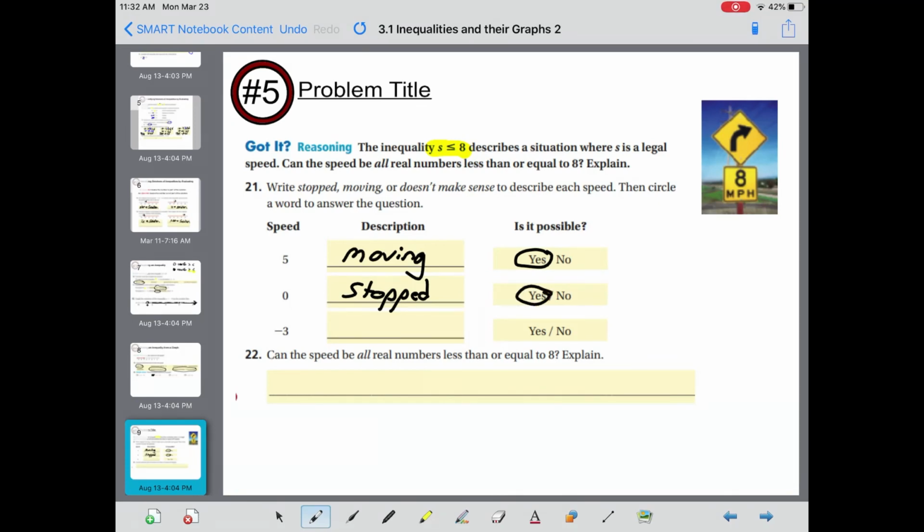But a speed of -3. Now, I don't know about you, but I've never seen a car go negative speed. Some of you may think reverse, but that doesn't mean negative speed. Okay, the car would still be moving at positive speed. So a speed of -3, that just doesn't make sense. That's not possible. So can the speed be all real numbers less than or equal to 8? And the answer is no. Cars cannot have negative speed.